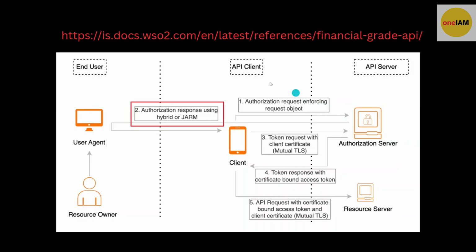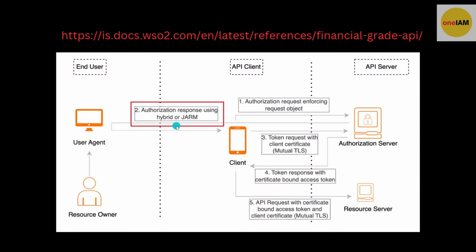I took this diagram from the WSO2 documentation under financial grade API security, and we have seen this diagram in our previous videos as well. In our request object video, we saw how we can protect our authorization request in step 1, made to the authorization server. Today we're going to look at how we can protect our authorization response using JARM. This is step 2, and we can do this using the hybrid method as well. We will bring a separate video on how to utilize the hybrid method. Today we're going to focus on JARM to protect our authorization response.